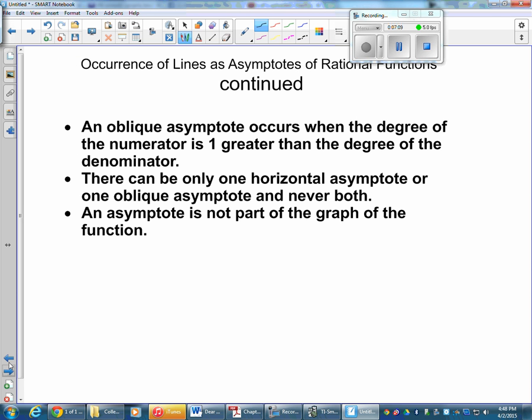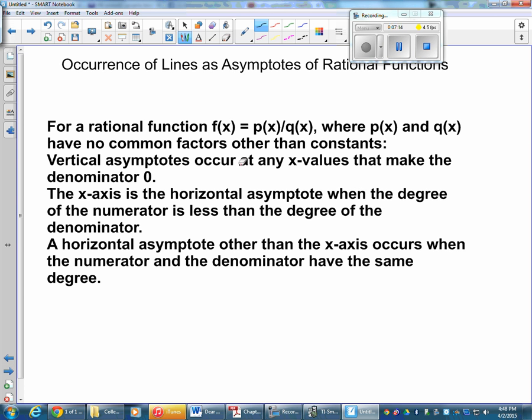Hopefully you can read through these notes that I'm putting up here. Vertical asymptotes occur at any x values that make the denominator 0 as long as they have no common factors. The x-axis is your horizontal asymptote when the degree of the numerator is less than the degree of the denominator.